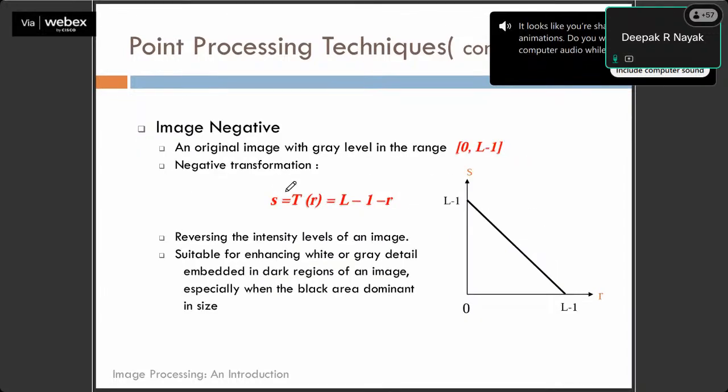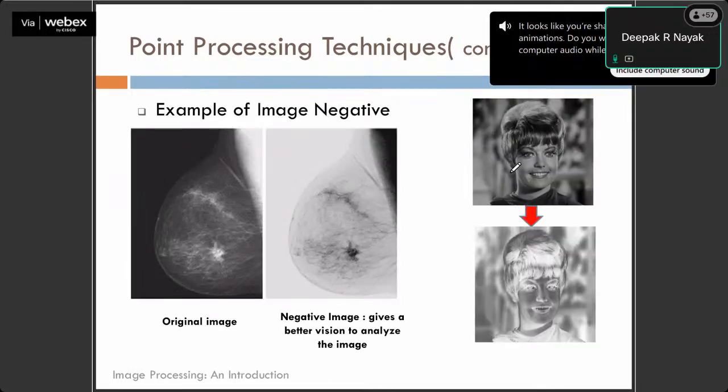But negative means that 0 will become 255 and 255 will become 0. You might have also seen negative images in some of the older cameras. You might have seen this kind of photos. Negative images are also very important in some cases, where you can see there are some images.